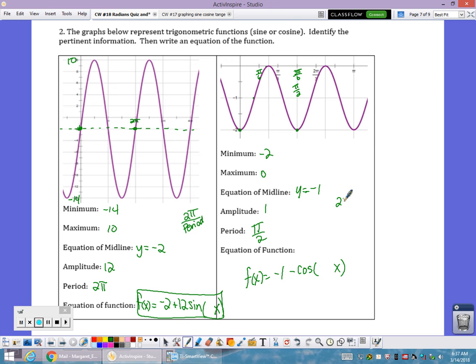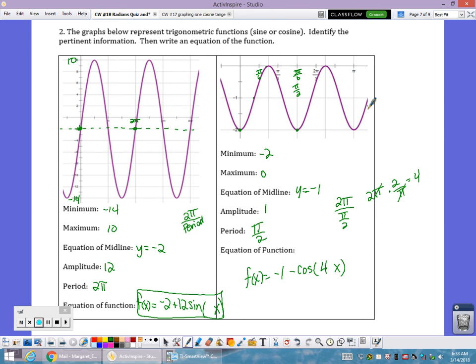So we're going to go 2 pi divided by the period, pi over 2. So 2 pi times the reciprocal. That cancels, and I get 4. So we are going to put a 4 in here. All right, great. This also tells me that in 2 pi radians, there are going to be 4 full cycles, which is kind of neat.